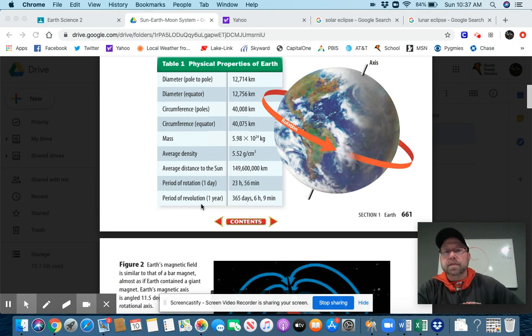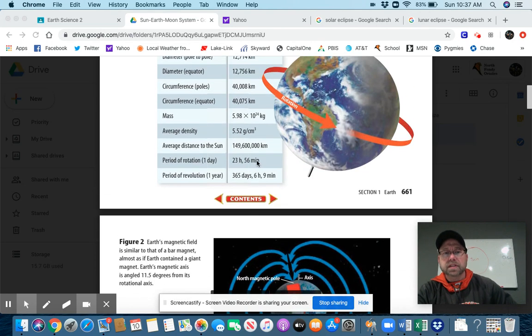And then period of revolution, that means how long does it take for the Earth to make a lap around the sun, to make one orbit around the sun? 365 days is what we know as a calendar year. But you can see that it takes 365 plus 6 hours plus 9 minutes. So again, in our calendars, in our system of time, we have to account for those differences, which I will teach you about down the road.